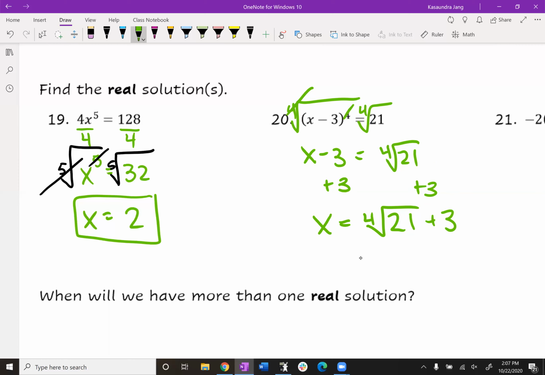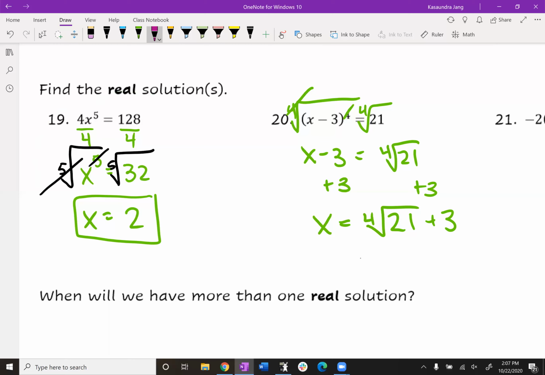Now, I didn't ask myself this question on the last problem, but I should have. Do I need an imaginary number? No. What about 19? Do I need an imaginary number on that one? No, I don't need an imaginary number on either one. I was taking a root of a positive on both of them, so no imaginaries.